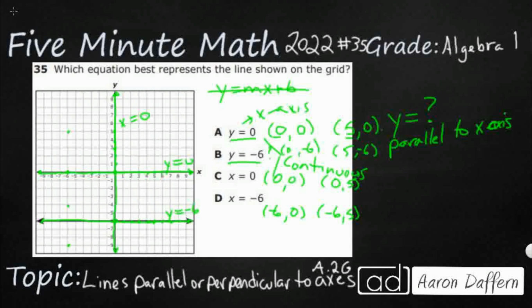So I'm drawing another vertical line, and that's going to be x equals -6. So these two, when I have an x equals blank, are going to be parallel to the y-axis. Not what I'm looking for. My answer is B.